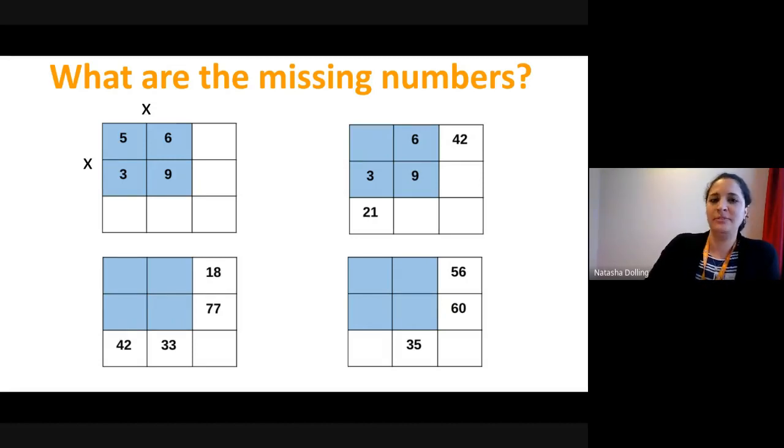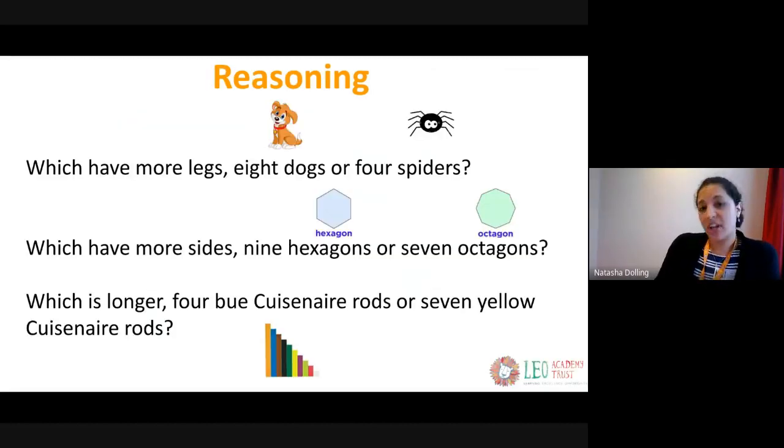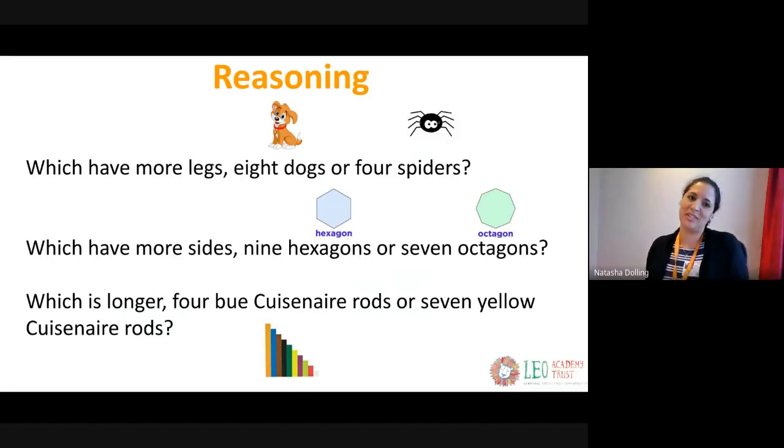For the younger children, or older children if you like, here's another way of presenting reasoning questions with times tables. Which has more legs, 8 dogs or 4 spiders?